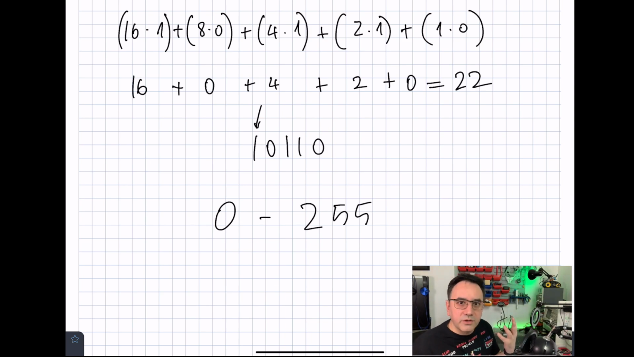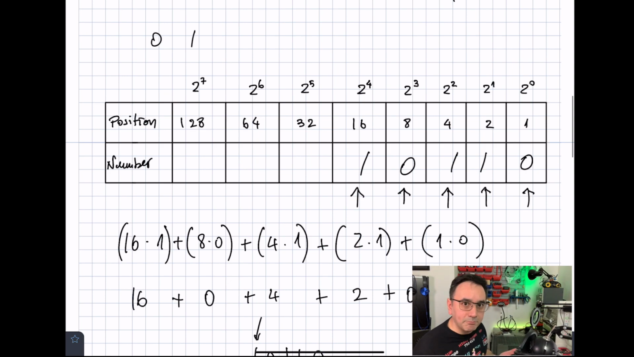So you might wonder how the computer can represent a bigger number like 1,000 or 10,000, a million. Well, there are different techniques to accomplish this, but we are not going to see that now. The important thing here is that you see how to convert a binary number into a decimal one.